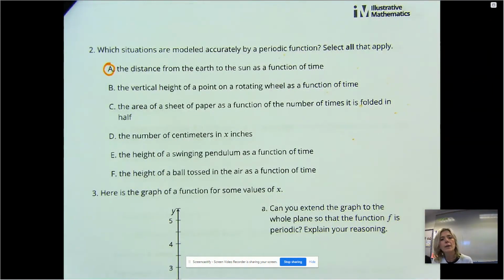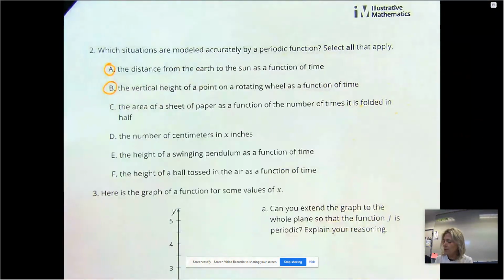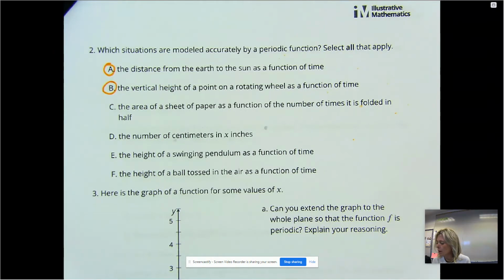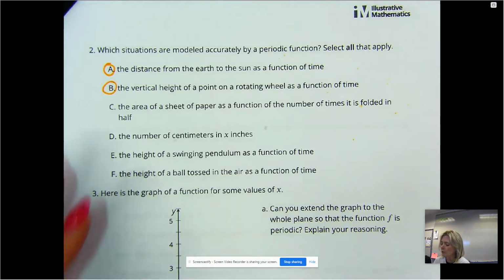B, the vertical height of a point on a rotating wheel as a function of time. So think of all the Ferris wheels we've done, where there's the center of the Ferris wheel, and then it goes around and around and around, and it's repeating, assuming it's going the same speed the whole time. So yes. C, the area of a sheet of paper as a function of the number of times it's folded in half. Every time you fold a piece of paper in half, it gets smaller and smaller and smaller, which means that none of those outputs are going to repeat because it's constantly a smaller value than the one before. So not C.